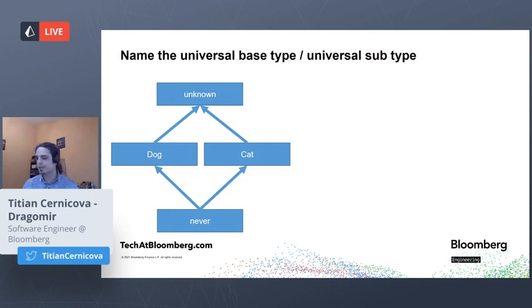Now this also means that if we have a variable of type never, we can assign it to any other type, right? So we can assign a variable of type never to a variable of type dog. And this is something that usually trips people up because never is seen more as an error type. It's not, it's just the subtype of everything else.